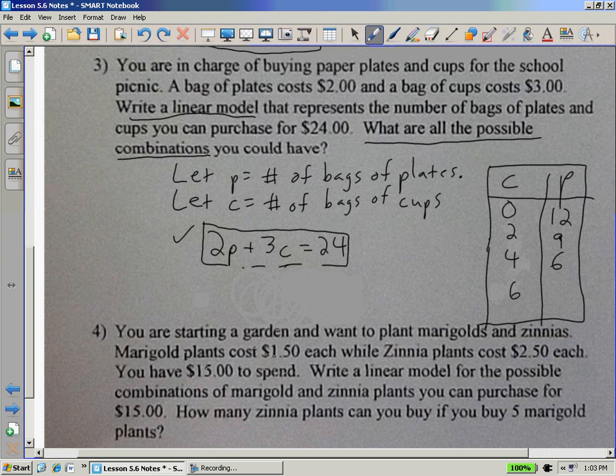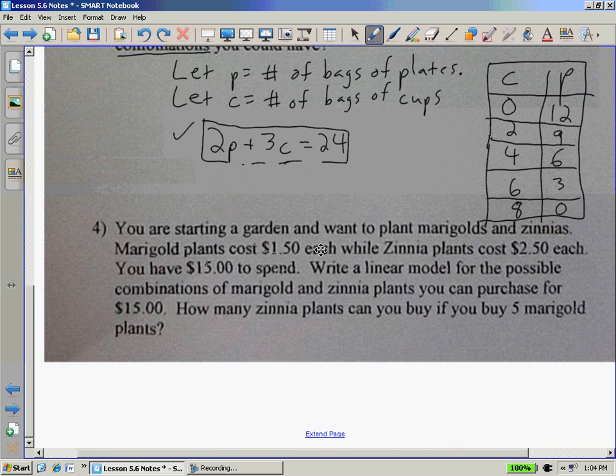Cups: 0, 2, 4, 6, 8. Plates: 12, 9, 6, 3, 0. And I cannot go any further because I'm going to get a negative for my number of bags of plates, and that's just not practical. So what are all the possible combinations? They are here. I can buy 0 bags of cups, 12 bags of plates, 2 bags of cups, 9 bags of plates, and so on. We'll just put it in a tabular form there.